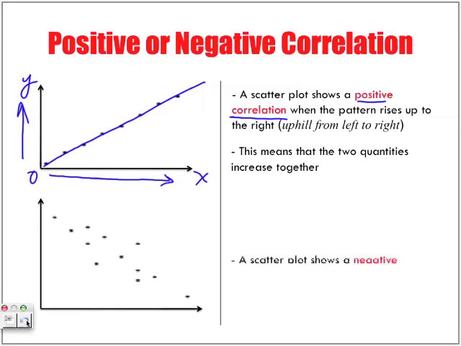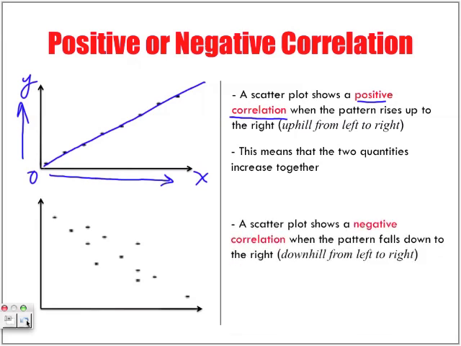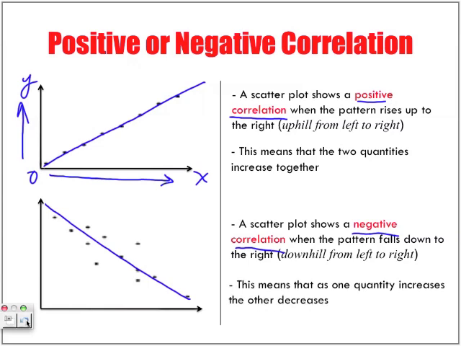Now, let's look at the next one. A scatter plot shows a negative correlation when the pattern falls down to the right. So downhill from left to right. So we're going downhill from left to right. This is considered a negative correlation. Now, what does this mean? This means that as one quantity increases, the other decreases.